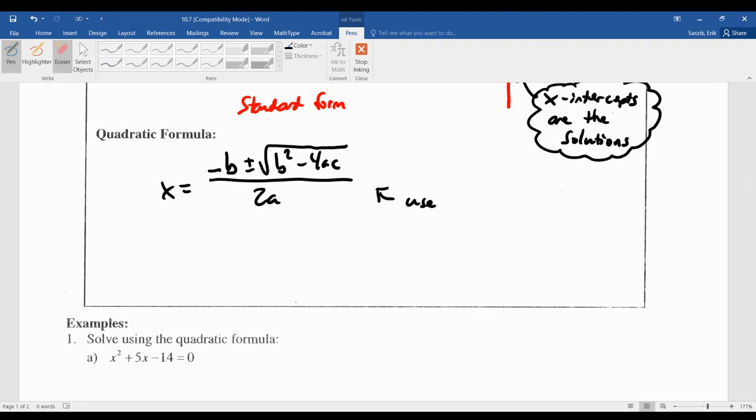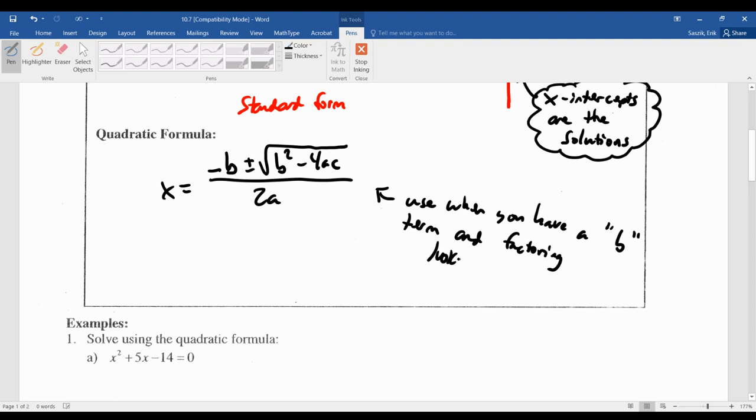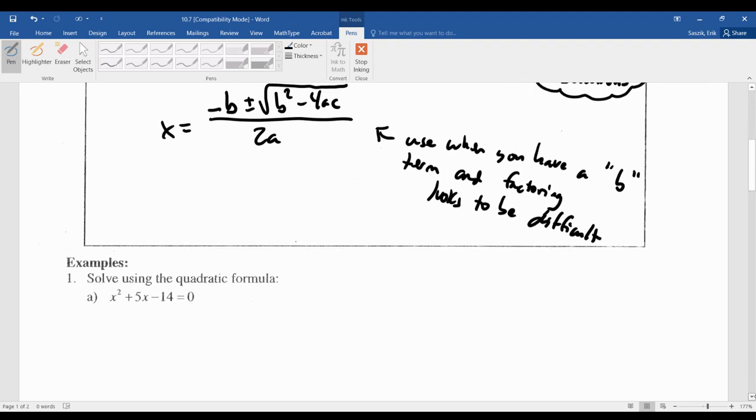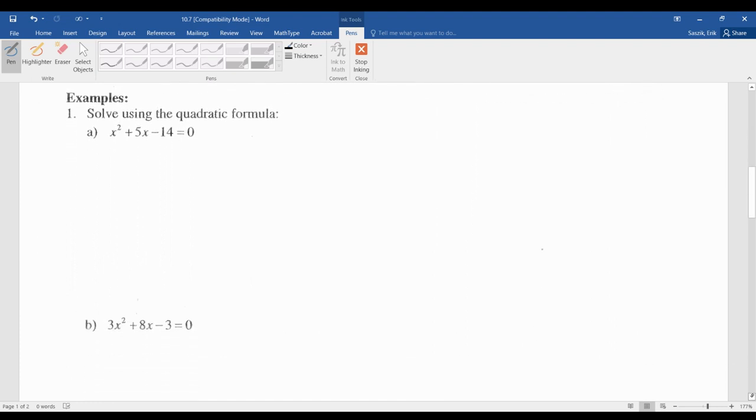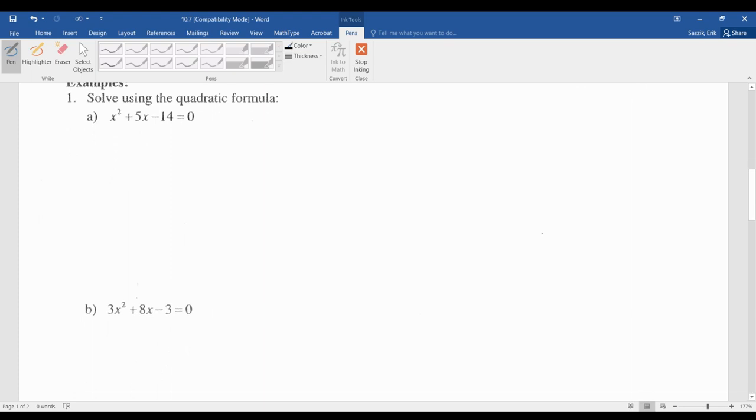So you want to use this when you have a b term and factoring looks to be difficult. Because sometimes factoring can be really quick, and it's much quicker than using this method here. This method here, using the quadratic formula, works all the time. But it can take a little process. Okay, so here, let me give you some examples, and we'll walk through this.